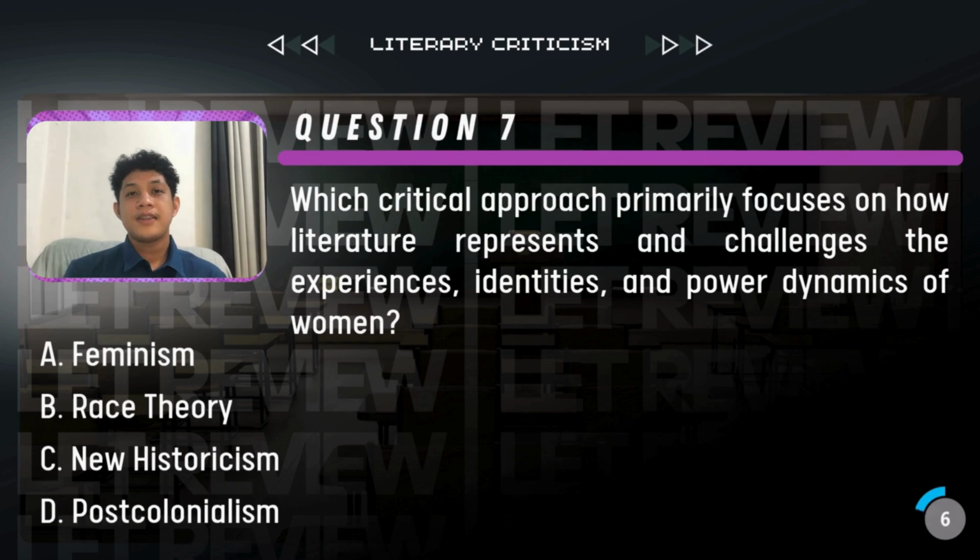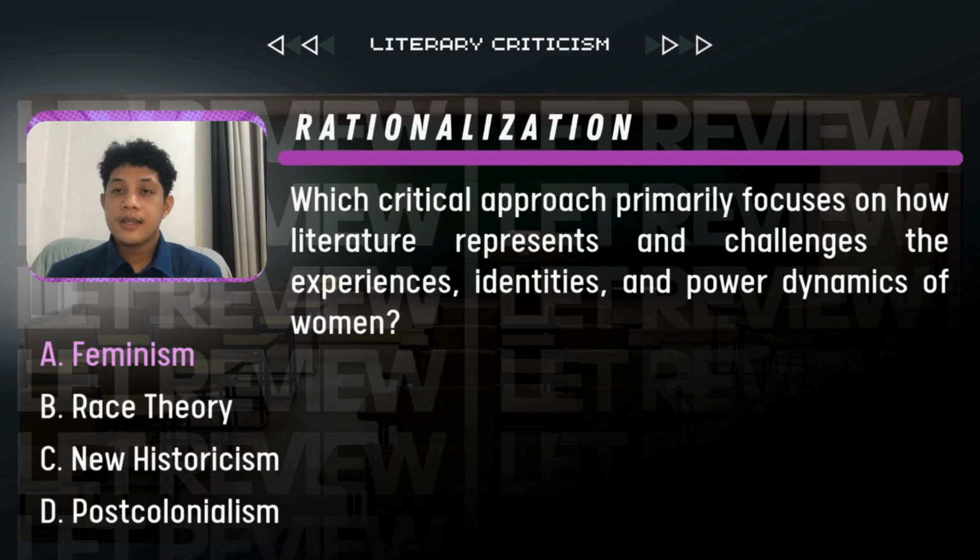Okay, time's up. The correct answer for this question is letter A, feminism. And why? As we know, feminism is the critical approach that primarily focuses on how literature represents and challenges the experiences, identities, and power dynamics of women, or also gender as well. So, why are the other choices incorrect? Although feminism often intersects with other critical approaches, its specificity makes the others incorrect.